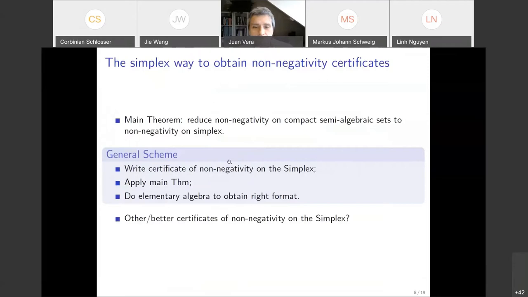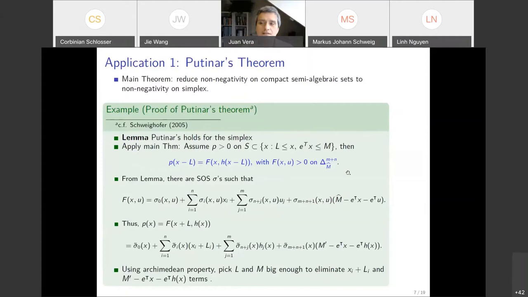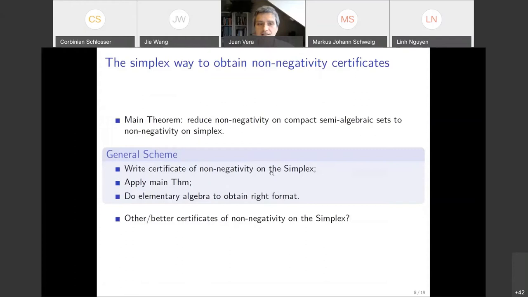This is an example, but the idea is that now we have a general scheme that we can apply. If I want to show something about some certificate of negativity for semi-algebraic sets, what I need to do is to write some certificate of non-negativity on the simplex. Then I can apply the main theorem, and then I do some elementary algebra to obtain the right format. Here we did it by starting with Putinar on the simplex, and then I get Putinar for any semi-algebraic set.